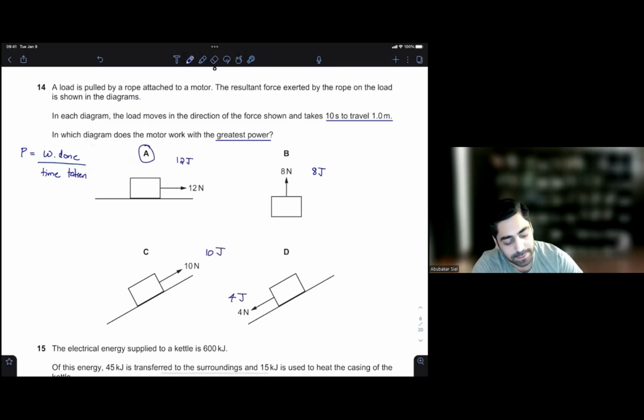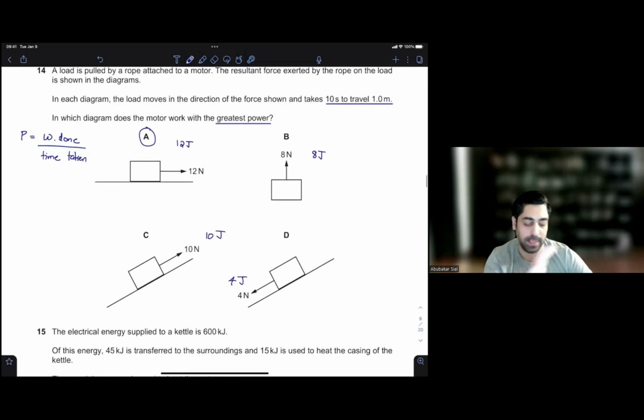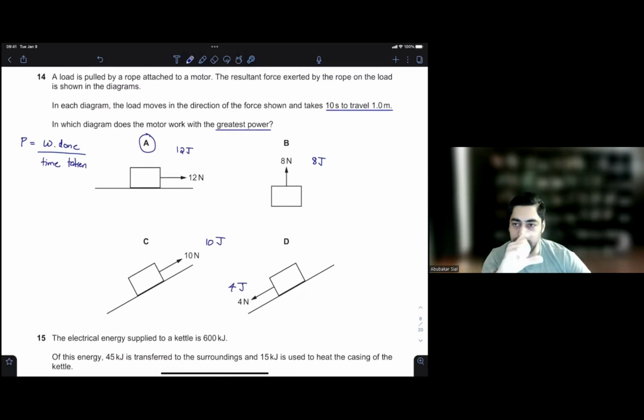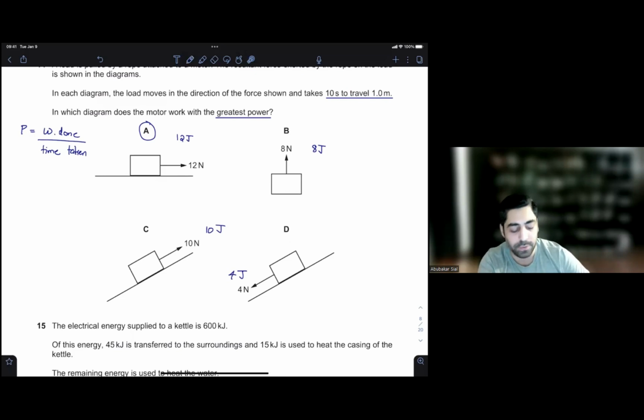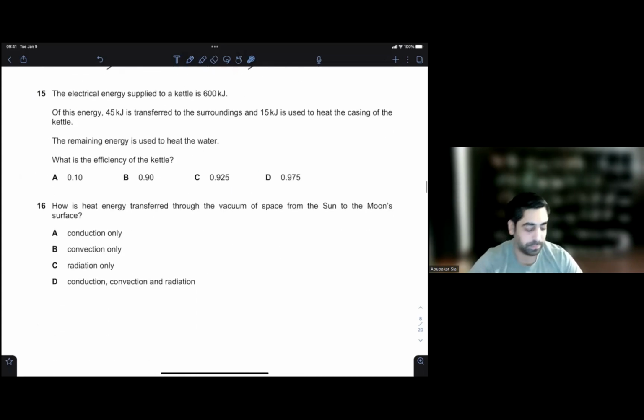So A has the most amount of work done, and that is going to have the most amount of power as well. Why? Because it's work being done in the same amount of time. So the amount of time is a constant in all 4 choices. What that means is that we don't have to do the whole working again and again. Because if you were to use the equation, I'll just show it to you for one case. For option A, you do 12 divided by 10, and you'd get 1.2, right? But then you divide this by 10, you divide this by 10, and you divide this by 10. So you're going to end up with the same result. So we don't need to do that.